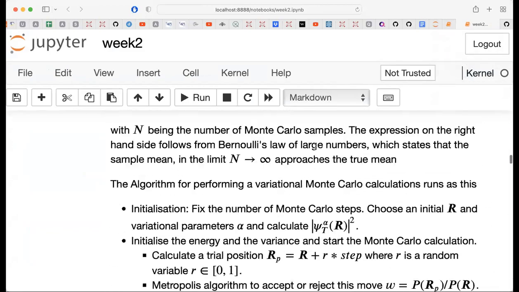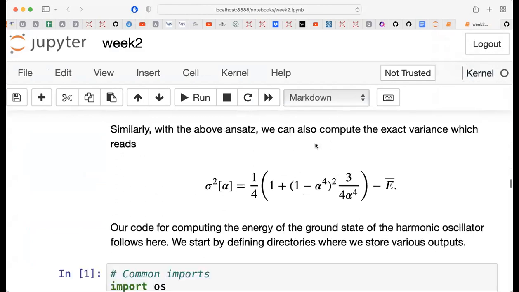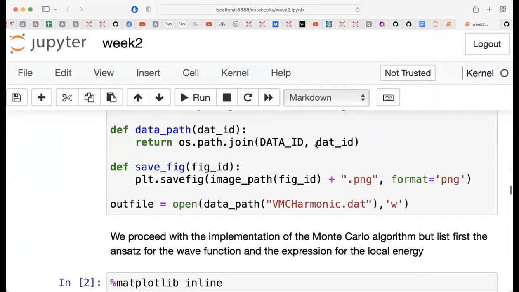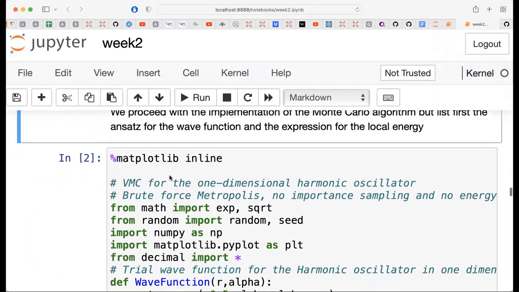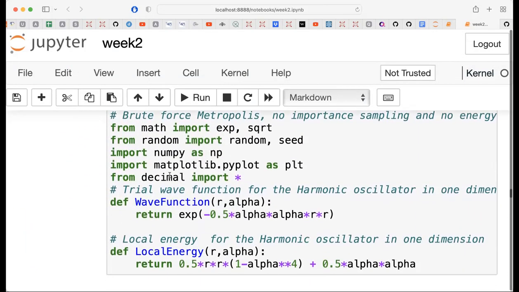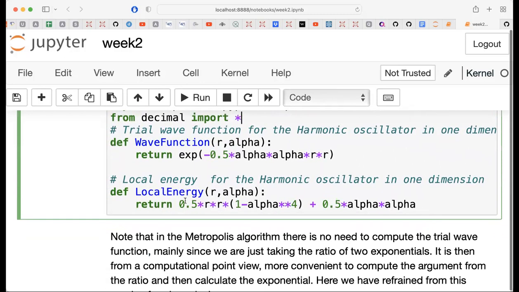Many of the things which we discussed are actually repeated in the slides here, so you can look them up again and repeat the calculation. What I did here, let me just rerun this one. Coming back to the sketch which we had before the break, I'm now defining a function for the wave function. This is my harmonic oscillator as we defined in the lecture: e to the minus 1/2 times alpha squared times R squared. It receives as arguments R and alpha. And then I'm plugging in the analytical expression for the local energy.